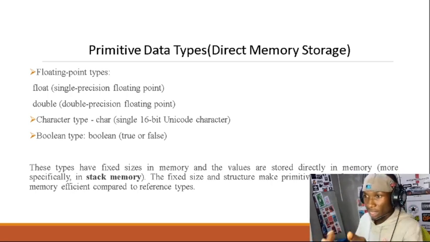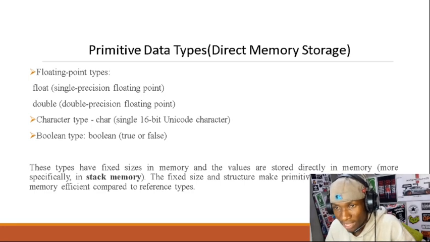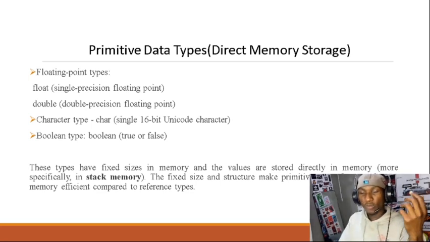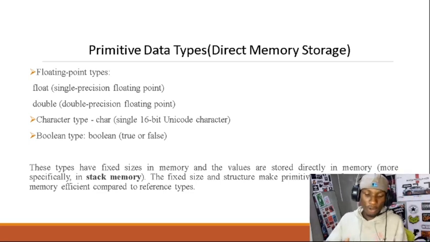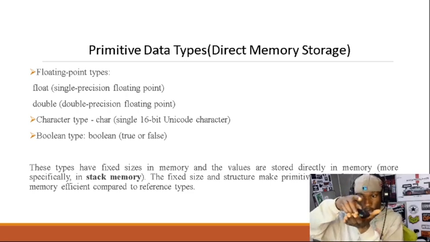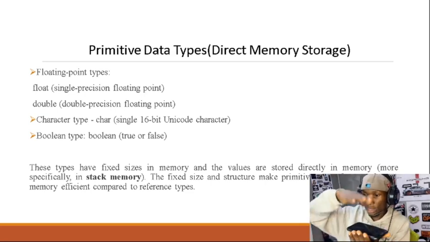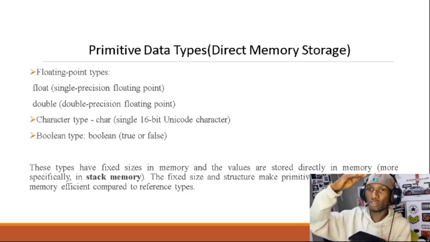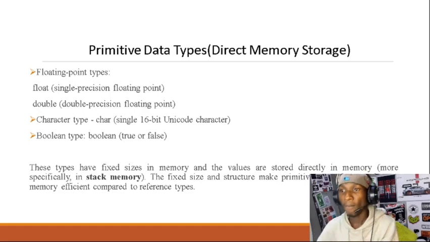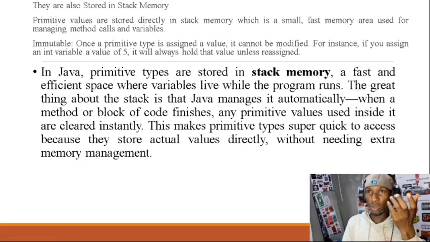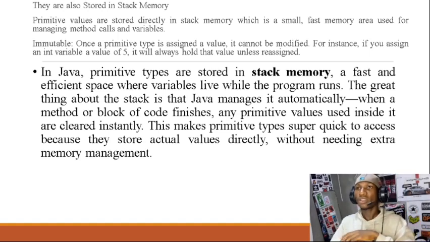So these types have fixed sizes in memory, and the values are stored directly in memory, as I said earlier. More specifically, in stack memory. When we talk of stack memory, it is like storing things in a vertical order. Let's say you have this mouse. When you have this mouse, you put the phone on it, you put another thing on it. So you are storing things vertically, in a stack form. Moving on, still on the stack memory.